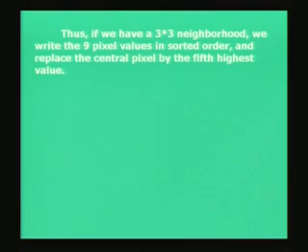Thus, if we have a 3 cross 3 neighborhood, we write the 9 pixel values in sorted order. So, what is the method of median filtering? I read again: if we have a 3 cross 3 neighborhood, we write the 9 pixels in sorted order and replace the central pixel by the 5th highest value. I am taking a 3 cross 3 neighborhood, and that is why I have 9 values, but nobody stops you from taking a larger neighborhood. You can have 5 cross 5, then you have 25 values which you need to either average in case of averaging, or sort when you are doing median filtering, and the median in that case for 25 values will be the 13th value.